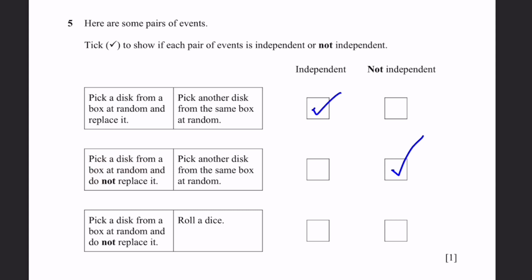Pick a disk from a box at random and do not replace it, and roll a dice. Over here, we're not choosing the same thing for this. This one, we're picking a disk at random. This one, we're rolling a dice. It doesn't matter if you replace or not because they're not related to each other, they're independent. If they are two different things, they're independent.